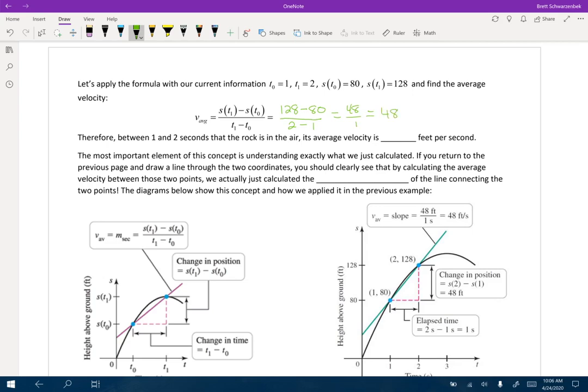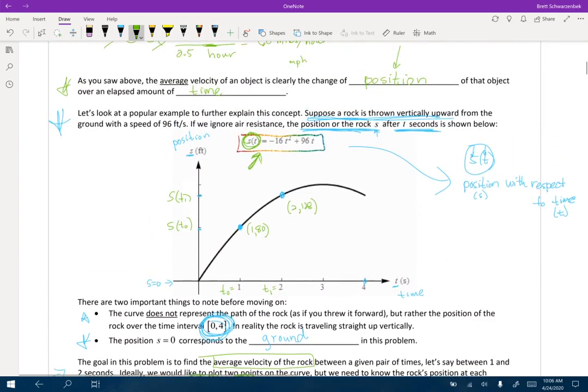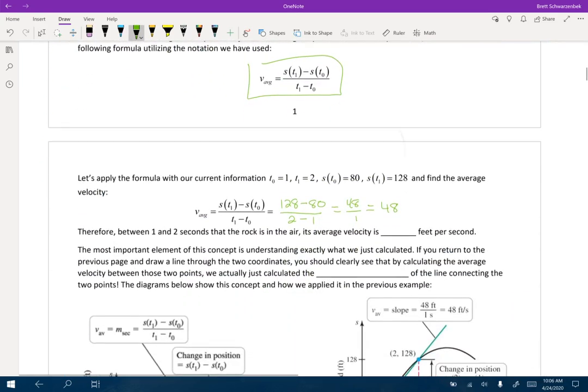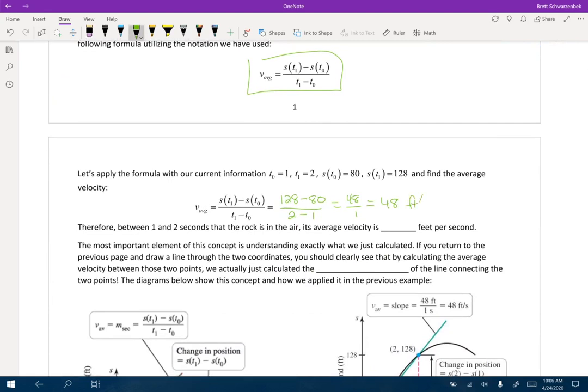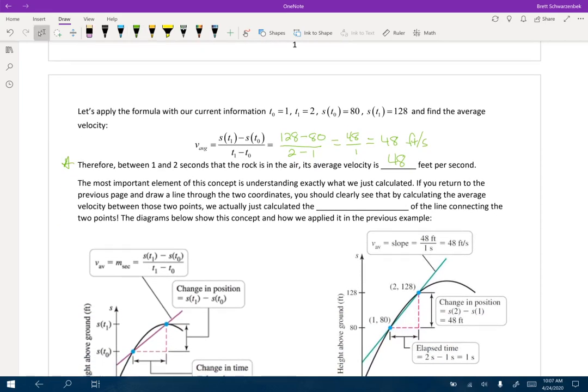So we need a label, right? If we go back to our problem, what was the label for our axes? We have seconds for time and feet for position. So we are going to call this feet per second, so we can be very specific here. Therefore, between 1 and 2 seconds that the rock is in the air, its average velocity is indeed 48 feet per second. Okay, so this is a very important result.